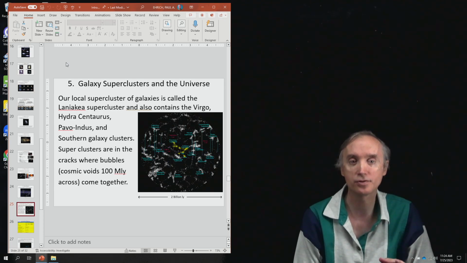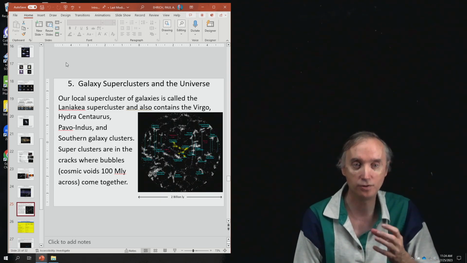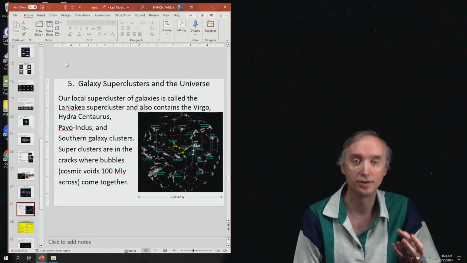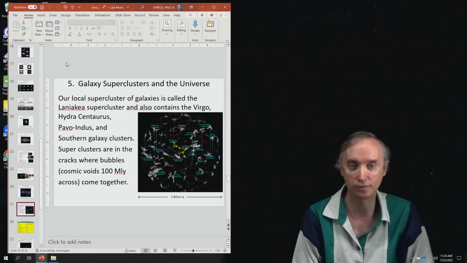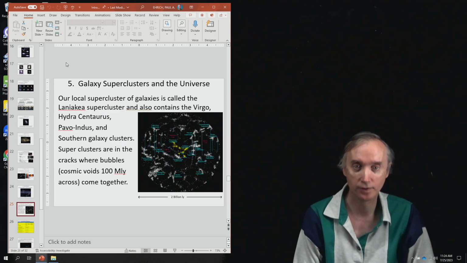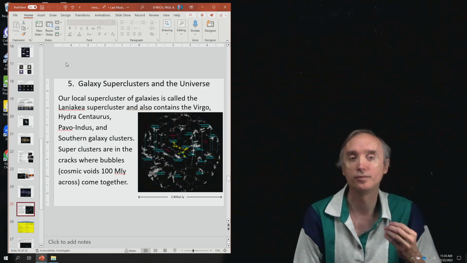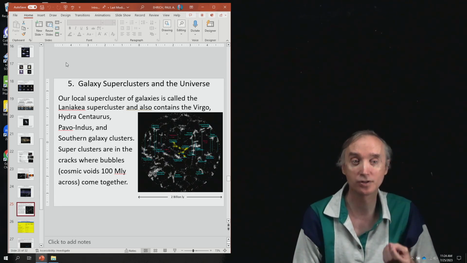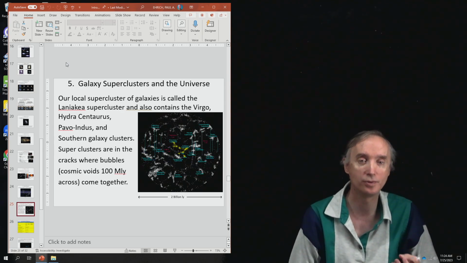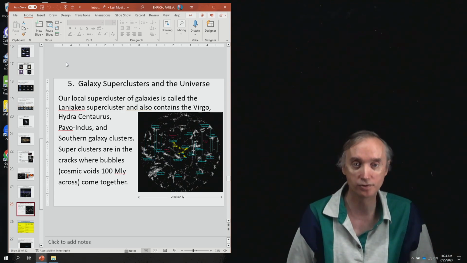And then those superclusters of galaxies are going to be in the cracks of bubbles. So the universe at the largest scales consists of bubbles, and where the bubbles come together is where the superclusters of galaxies are going to be located. And then the bubbles are going to be called cosmic voids. Now, they're called voids because there isn't that much stuff inside of them. Now, there actually is. Even inside of a cosmic void, there is some material. It's just not very dense compared to the material that's in the cracks where these bubbles come together.